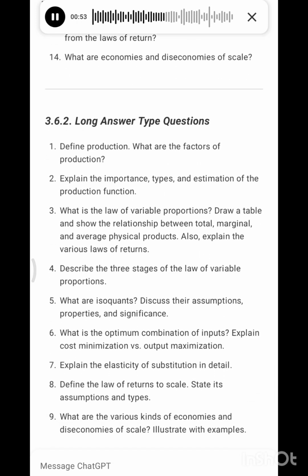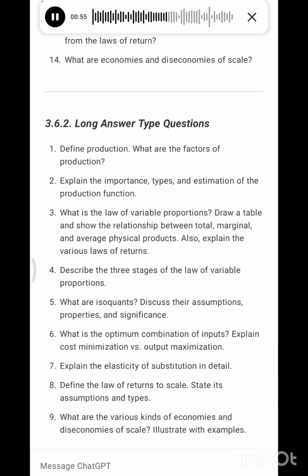3.6.2 Long answer type questions. 1. Define production. What are the factors of production? 2. Explain the importance, types, and estimation of the production function. 3. What is the law of variable proportions? Draw a table and show the relationship between total, marginal, and average physical products. Also, explain the various laws of returns.